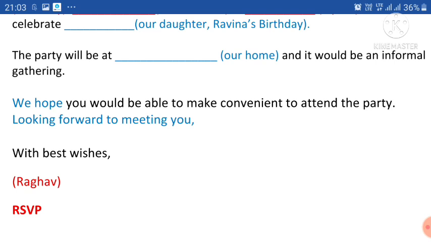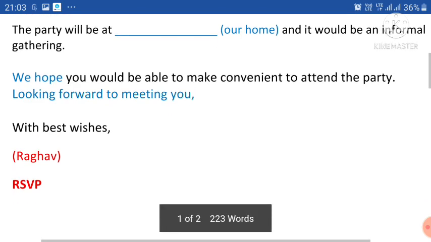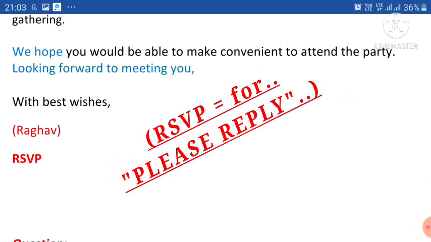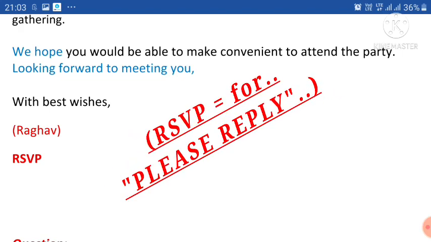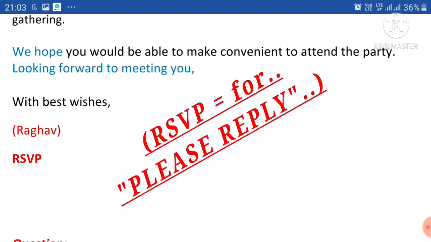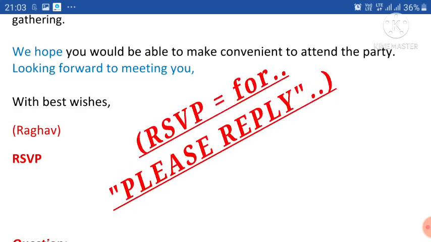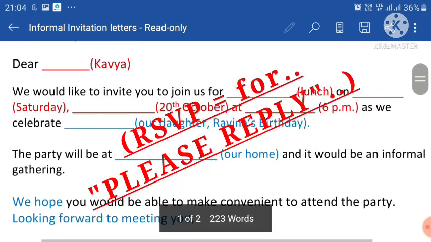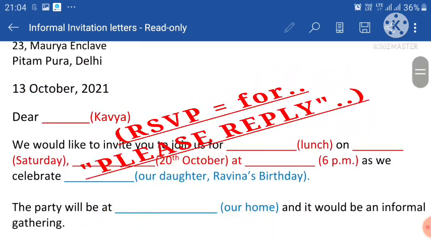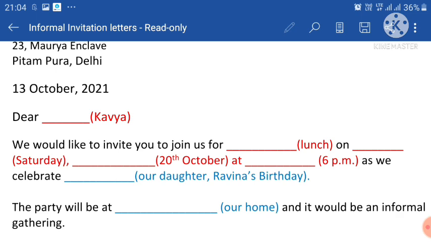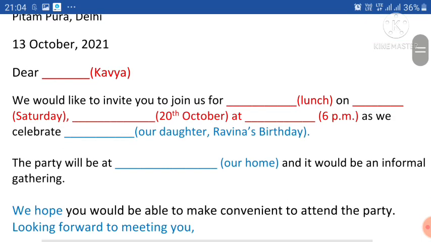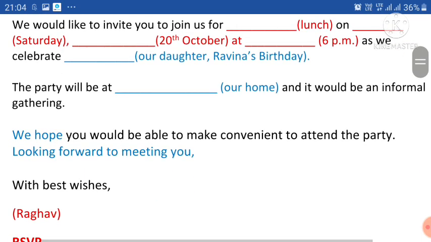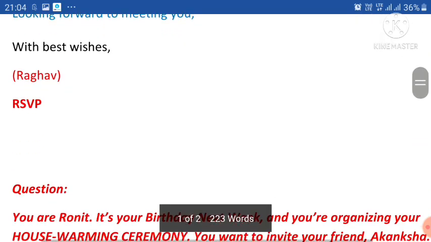Put a comma, leave a line, write with best wishes, leave a line, write your name, and write RSVP. RSVP is an acronym in French, which actually means please reply. That is, the person or the recipient whom you are inviting should reply as well, whether he or she is coming or not. So reply for declining or reply for acceptance. Pretty clear? So should we move on to another example?